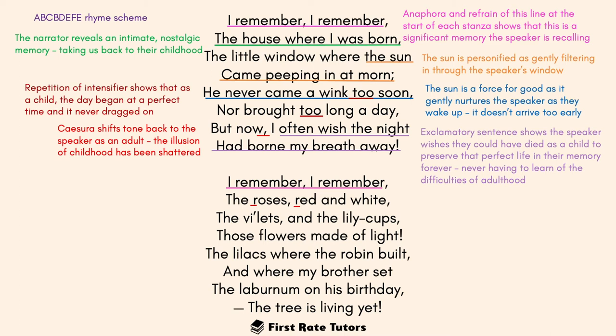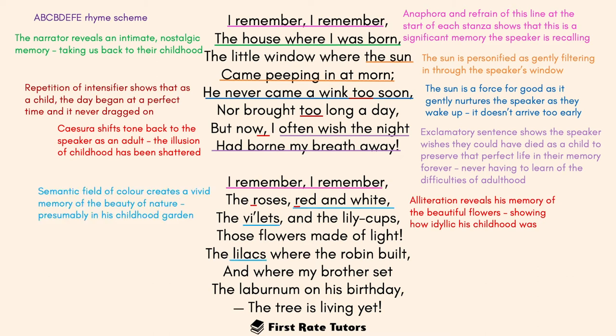In the following verse, they talk about roses red, and the alliteration of R here reveals their memory of the beautiful flowers that they saw, showing just how idyllic childhood was and how beautiful nature seemed to them as children. Also, the semantic field of colour, red, white, violets, lilacs, is used to create a really vivid, nostalgic memory of the beauty of nature, presumably what this child saw in their childhood garden.